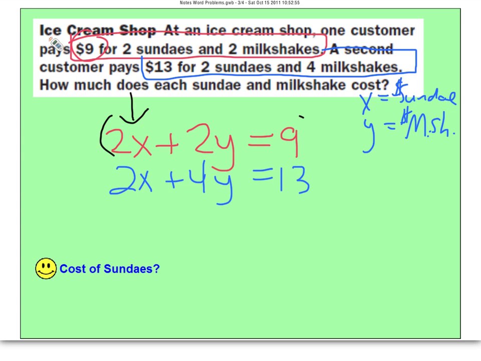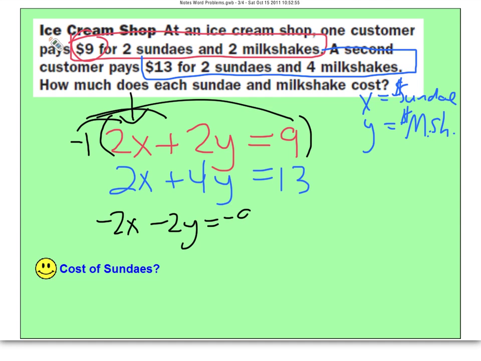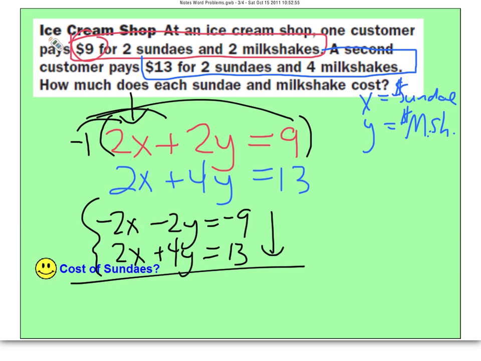To make the first one a -2, I'll multiply by -1. Multiply through. So I'll get -2x minus 2y equals negative 9. Then I'm going to put that second equation there to keep it nice and lined up. That's my system. Add down. The x's cancel. Negative 2y plus 4y is 2y. Negative 9 plus 13 is 4. I'm almost done. Divide by 2.